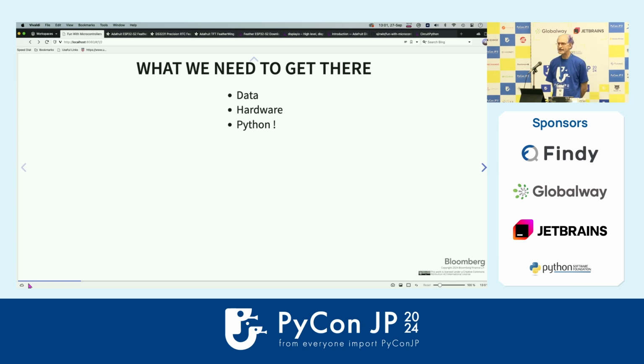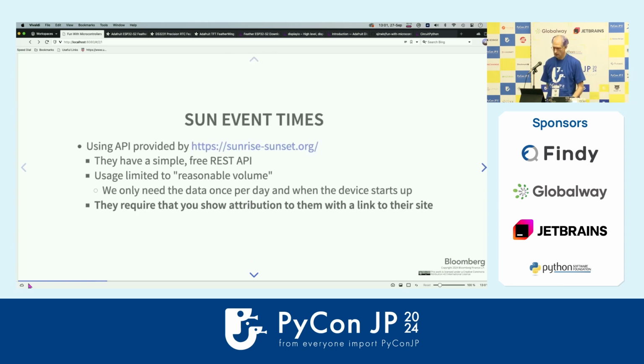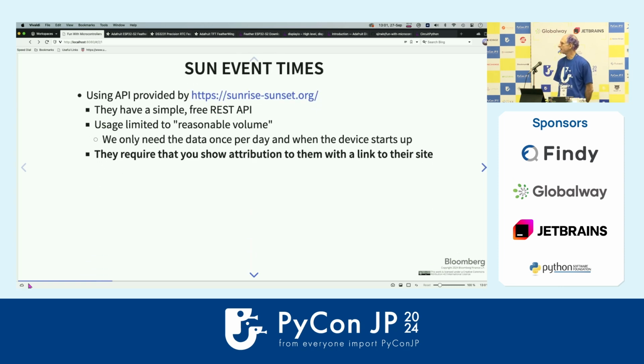So what do we need to get to the end of this story? We need data, we need hardware, and we need, of course, Python. So the data is these sun event times, things like sunrise, sunset, when the various types of twilight begin and end.